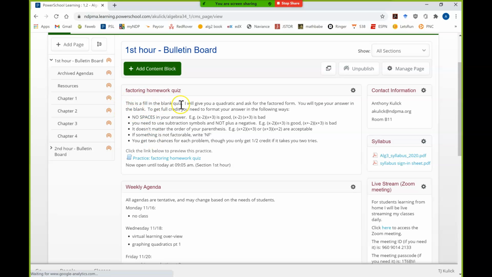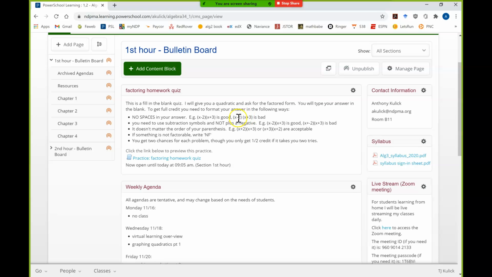So this is a fill-in-the-blank quiz. I'm going to give you a quadratic and ask for the factored form. You'll type your answer in the blank. To get full credit, you need to make sure you format your answer in the following ways. You can have no spaces in your answer. For example, an answer like x minus 2, x plus 3 is a good answer, but x minus 2 with a space and then x plus 3 is bad. That'll be counted as wrong.